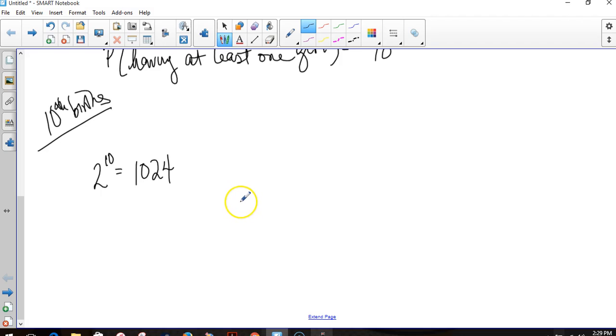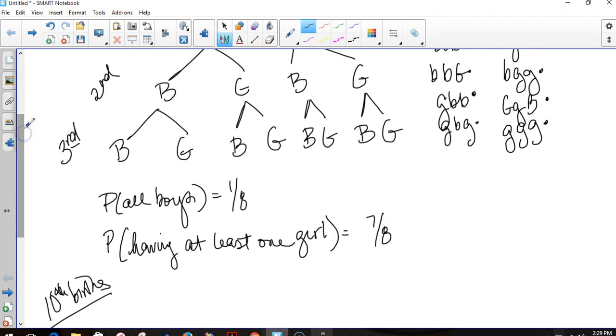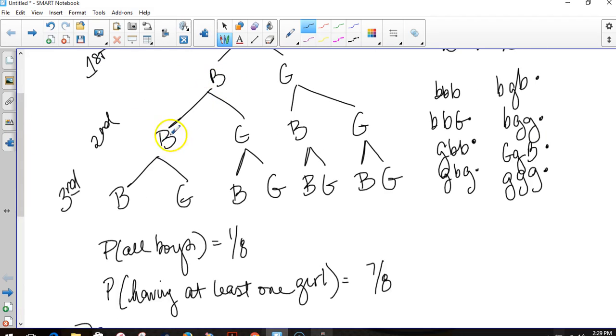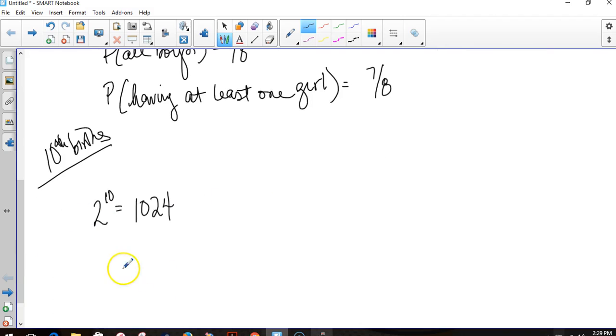Well, only one of them could be all boys. It will always work out that way, like you see here. As we continue down, it would always have to be boy, boy, boy, boy, in this case heading off to the left, although you can certainly write this in a different order. So to have all boys, there's only one way, but to have at least one girl, well, there's lots of ways. Too many to count up.